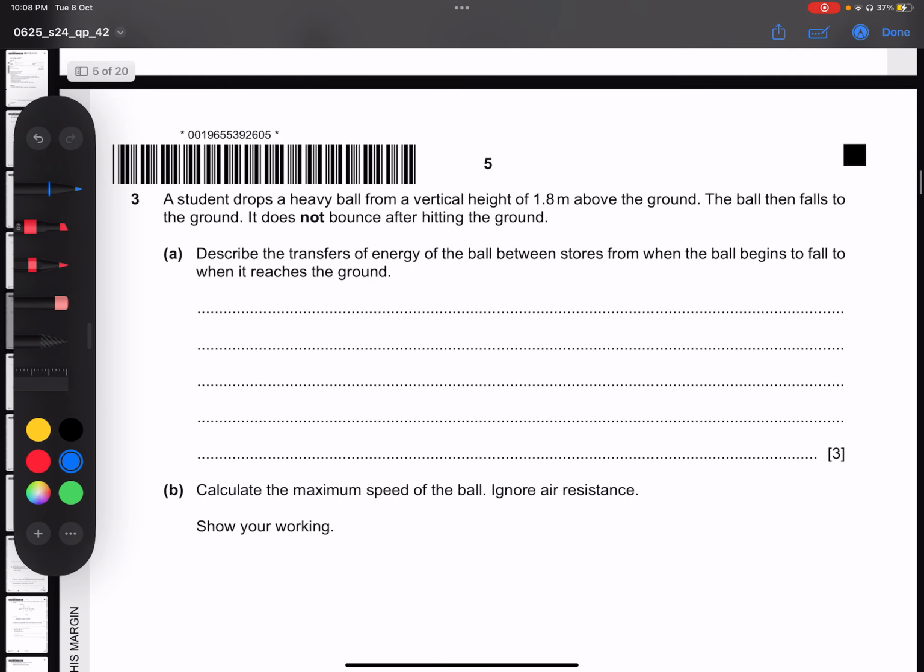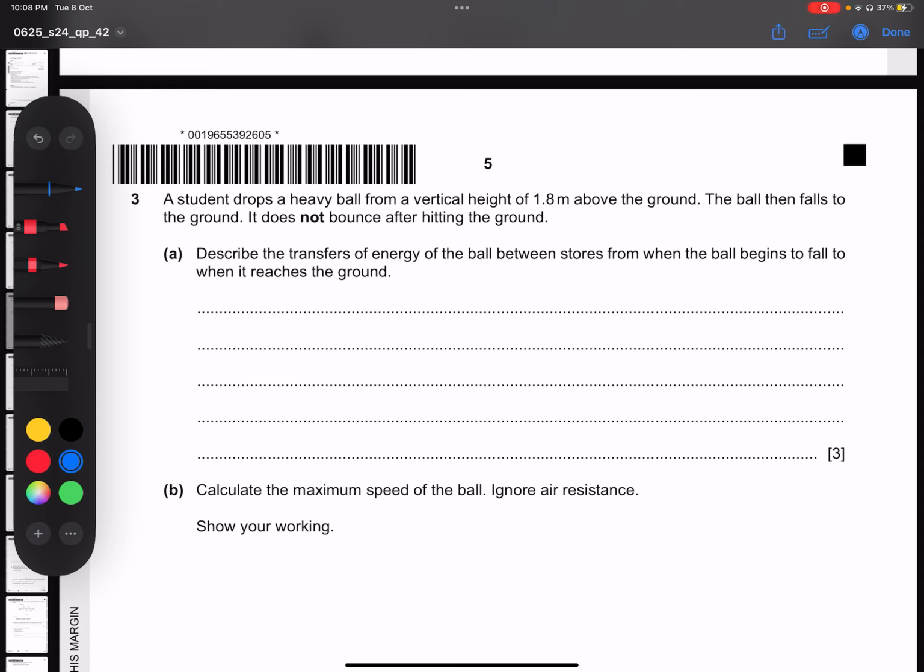Okay, the third question. A student drops a heavy ball from a vertical height of 1.8 meters above the ground. The ball then falls to the ground. It does not bounce after hitting the ground. Describe the transfers of energy of the ball between stores from when the ball begins to fall to when it reaches the ground. Okay.